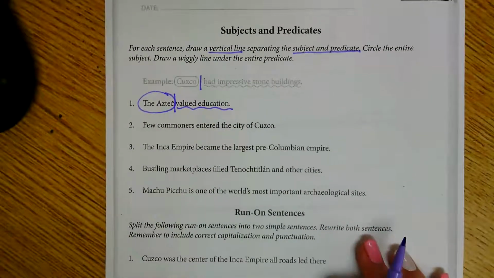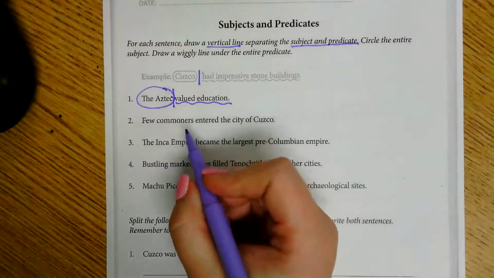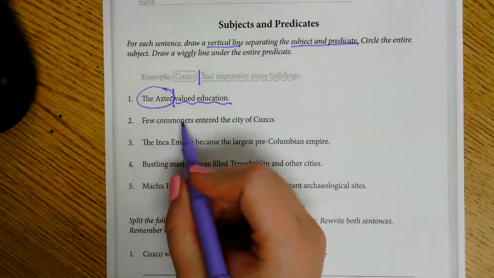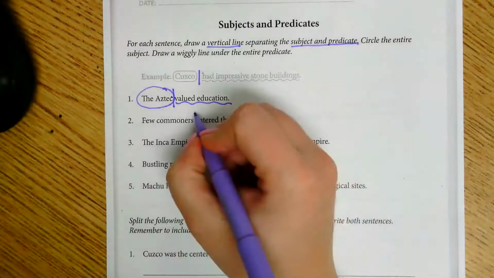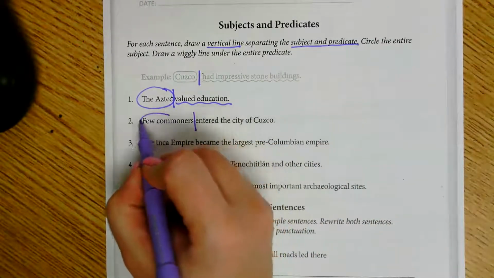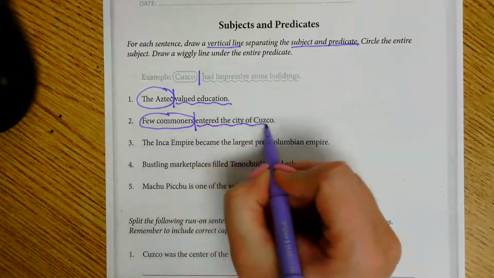Number 2, few commoners entered the city of Cusco. So I need to find my subject first. I know that the sentence is focusing on the commoners and what they are doing. So I'm going to go ahead and draw my vertical line. I'm going to circle my subject and put a wiggly line under my predicate.